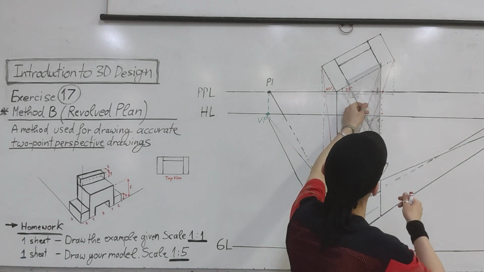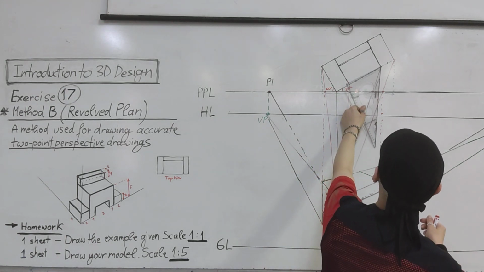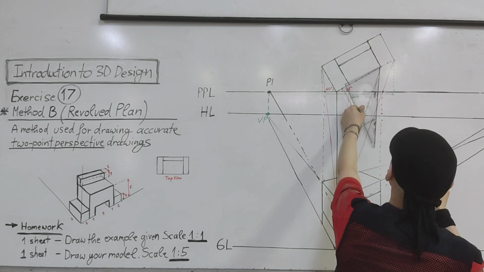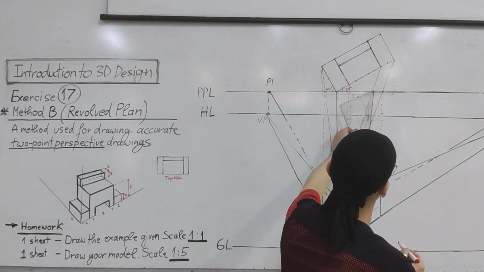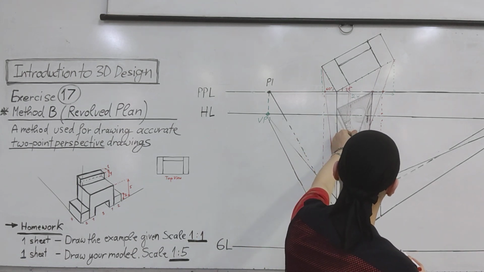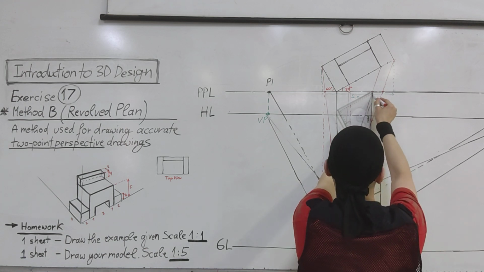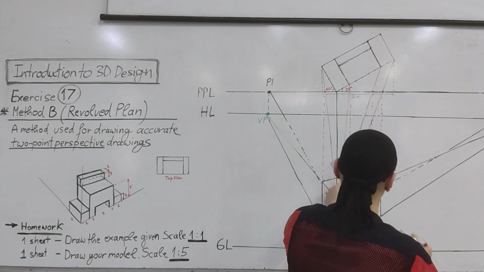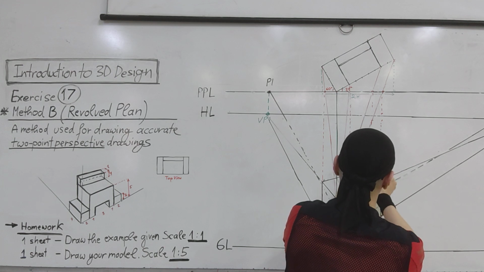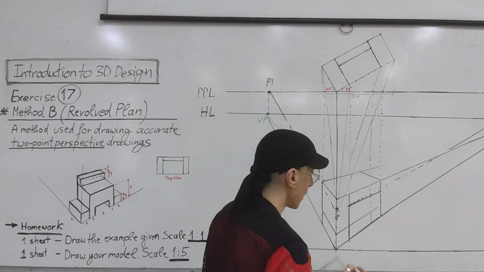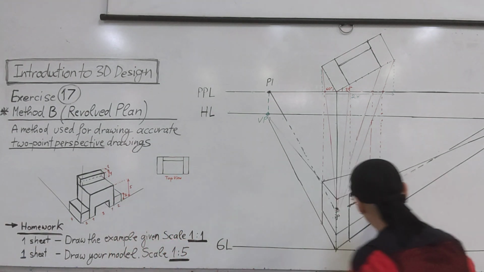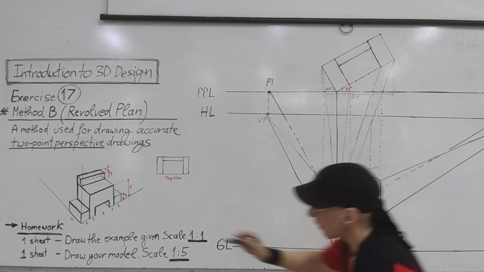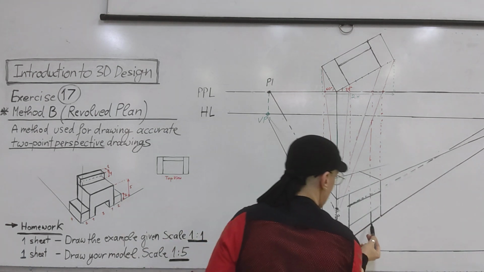From this point, we will put a straight line down. From this point here, going to SP, we need to put a straight line down until it intersects this line, okay? So the location of the next object, which is this object here, is located here.